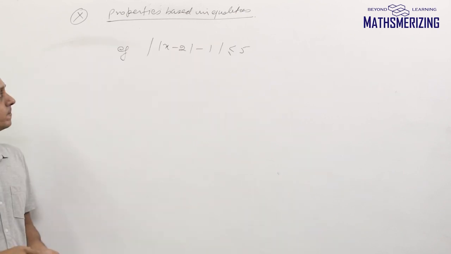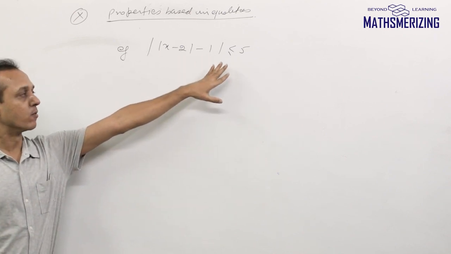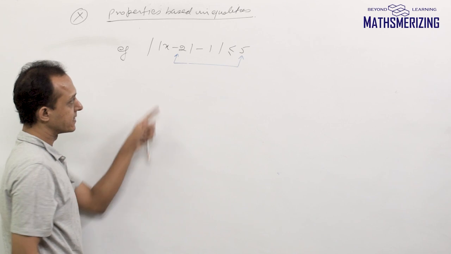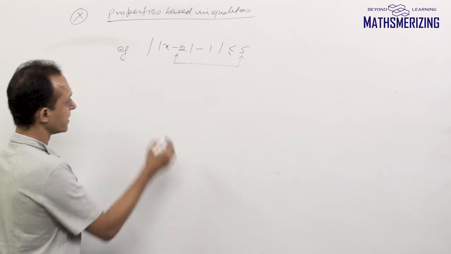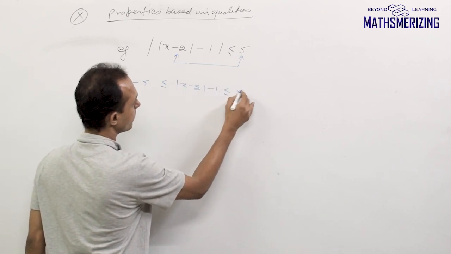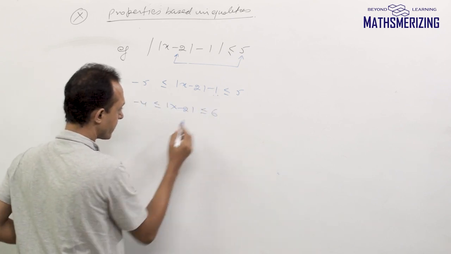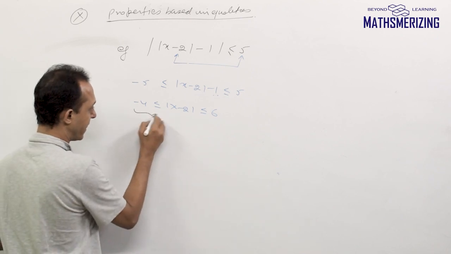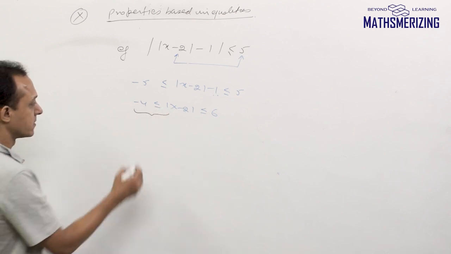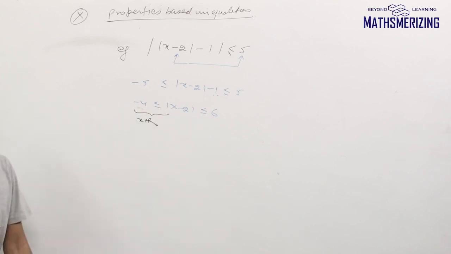Say for example, we need to solve this inequality, which is mod of mod x minus 2 minus 1 is less than or equal to 5. Now the first inequality that I see is mod of x is less than A. So when mod of x is less than A, then x lies between minus A and plus A. So I'll simply write minus 5 and so on. Now I'll add 1. Now for this first part, minus 4 is less than mod x minus 2, which is the third property. So a negative number is always less than a positive number. So this is true for all x belongs to R.